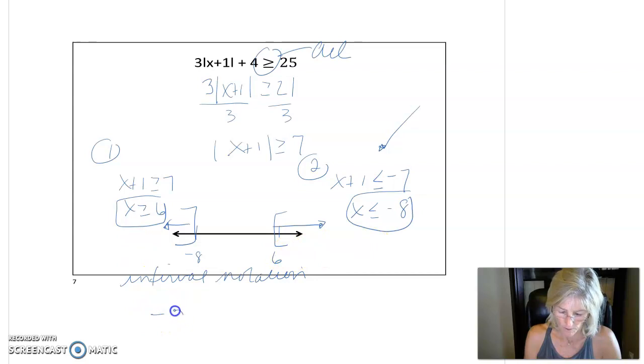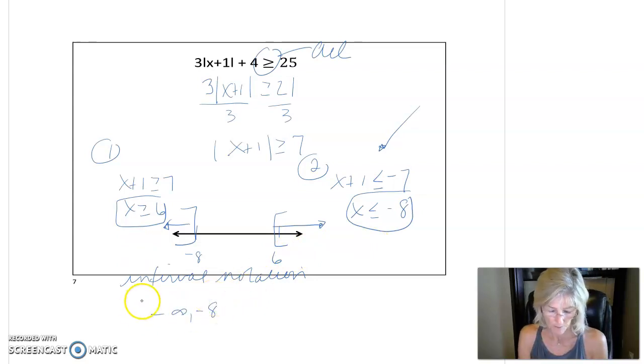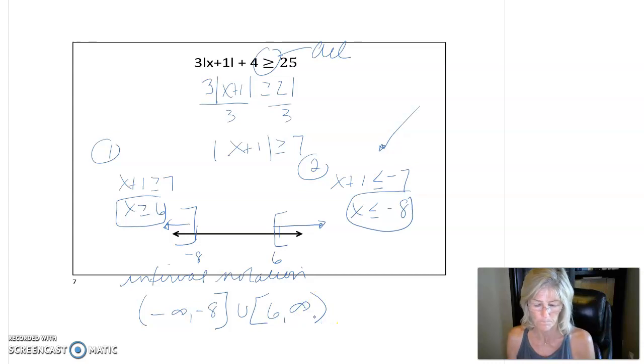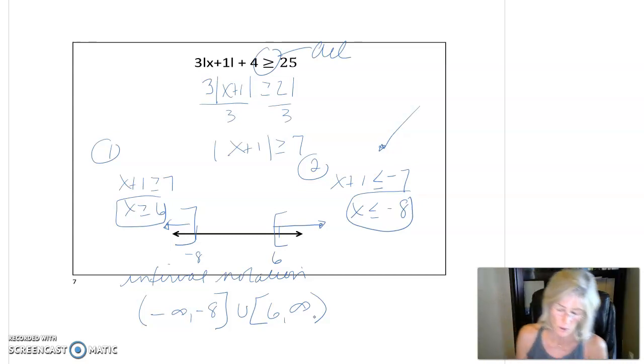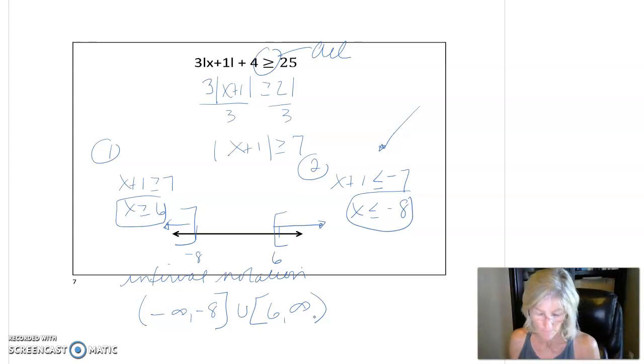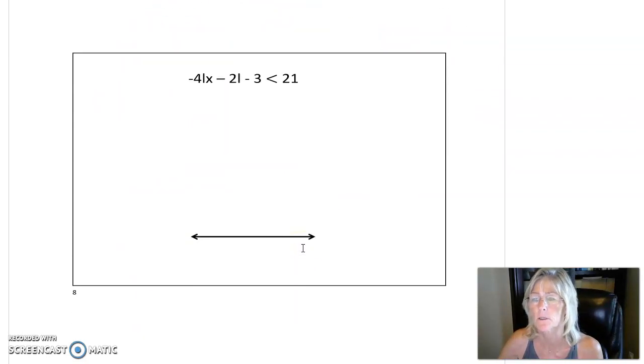So I go from negative infinity, it goes to negative 8, parentheses, hard bracket, it looks just like my graph, union because I want all, hard bracket on 6, and it goes to positive infinity. So a key here is to get it down to where you can split it, and then the splitting's a little tricky on the second equation, and then the interval notation is a little tricky. So let's look at another one.